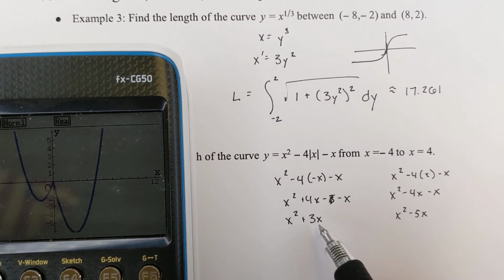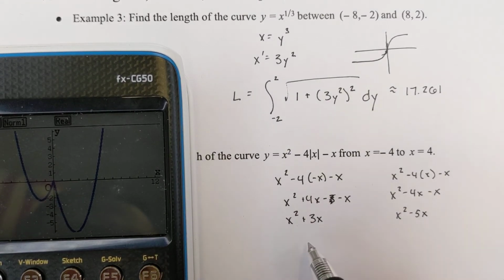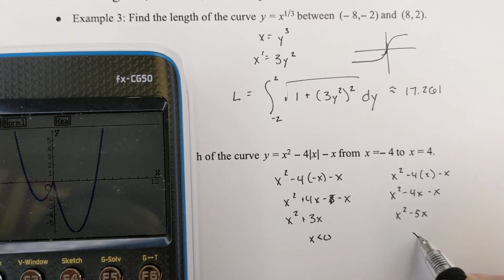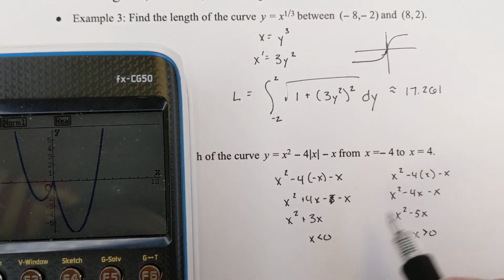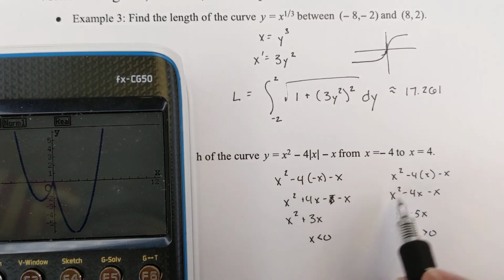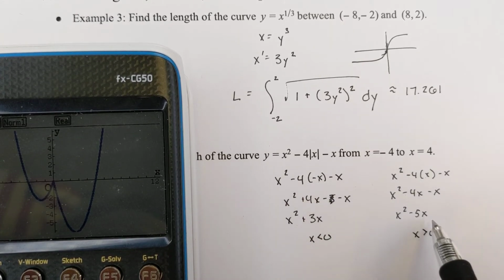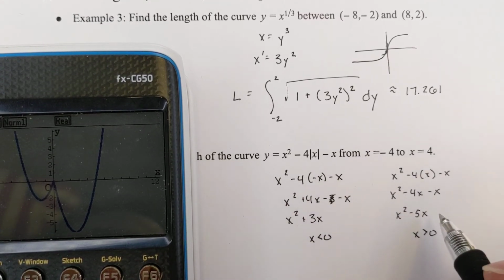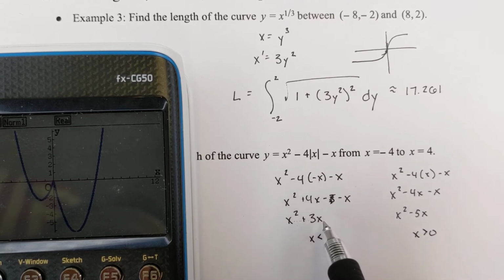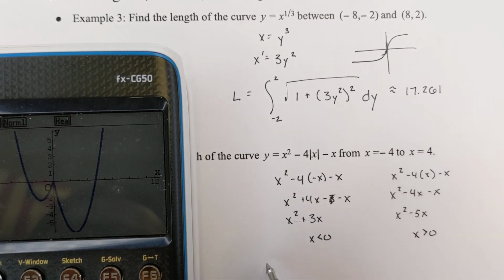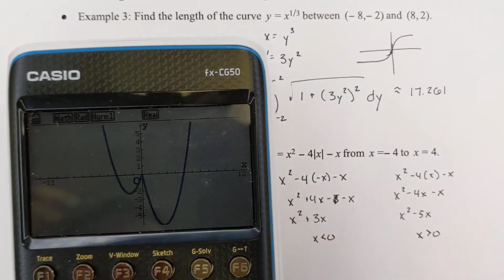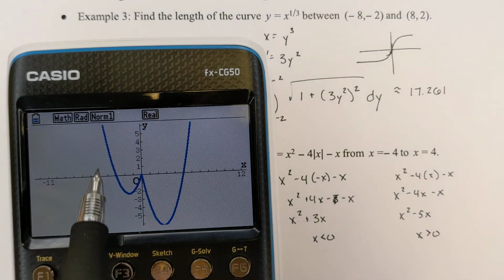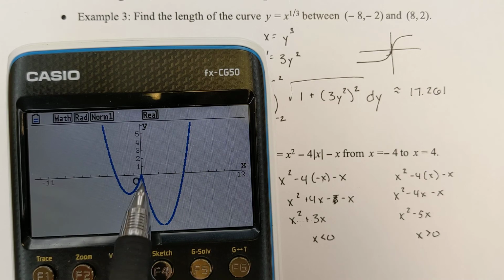Now for this one, I used a negative x, so this is good when x is less than 0. This one I used a positive x, this one's good when x is greater than 0. So you have to split your absolute value into two functions. Use a negative x and a positive x. So what that means is I actually have two length curves. So for the length of this section, this one only goes up to 0. So my bounds are going to be from -4 to 0, and that's actually going to find the length of this left-hand parabola.